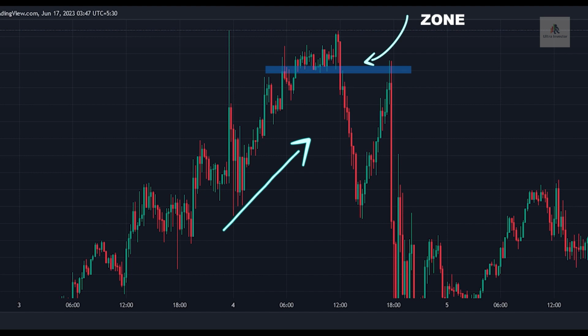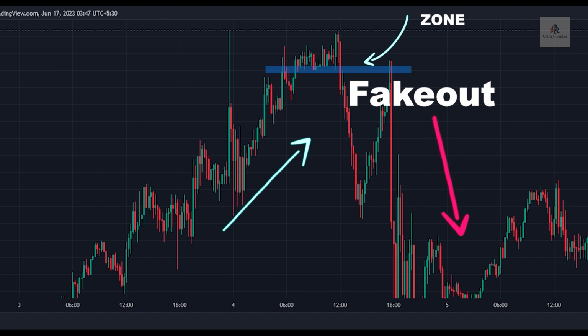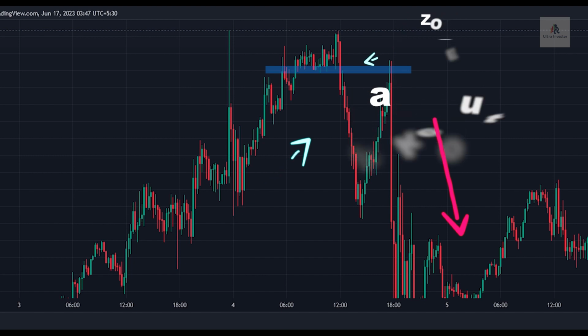However, if the market effortlessly breaks through this level, it is considered a fakeout. It's important to note that fakeouts suggest that there may be a shift in momentum towards the opposite direction and an indication of a possible change in direction.